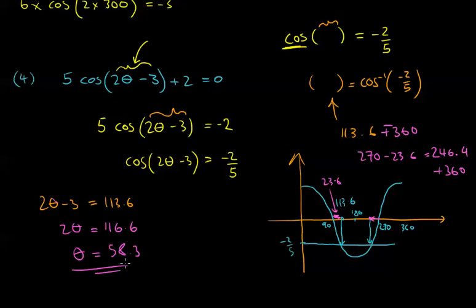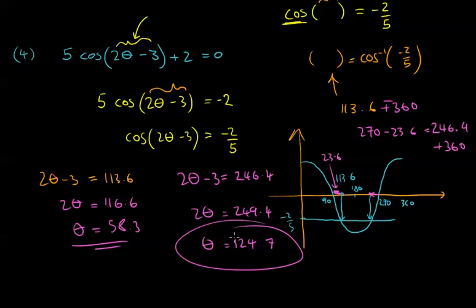There's one answer. And it could also be 2 theta take away 3 equals 246.4. So let's add 3 to that and then divide by 2. So 2 theta could equal 249.4, and then halve that. So 249.4 divided by 2 is 124.7.